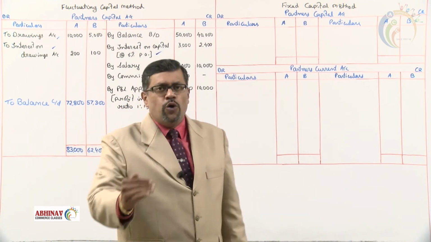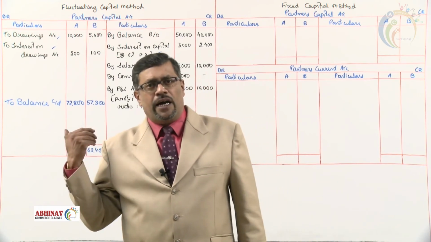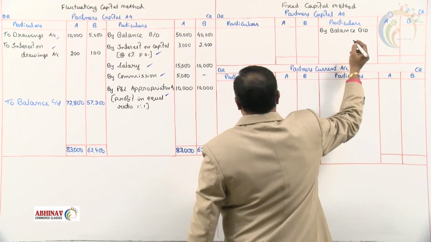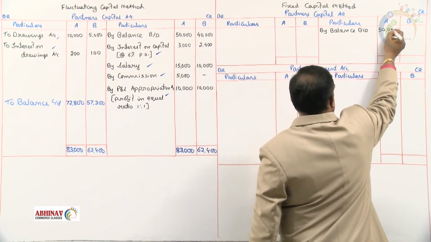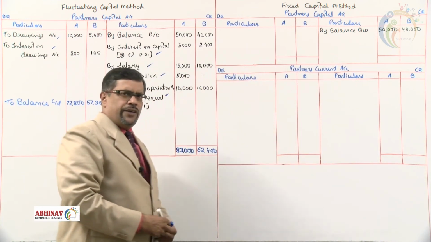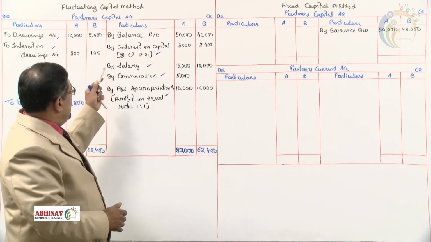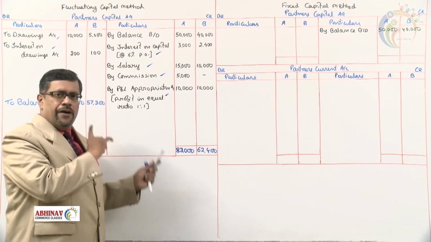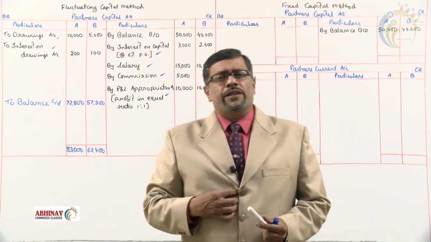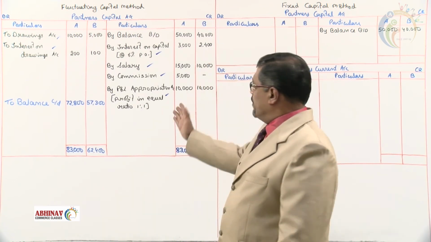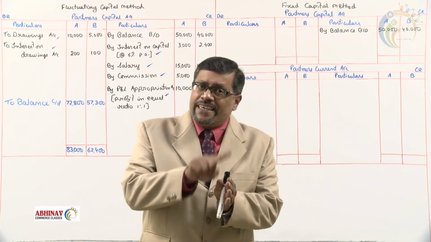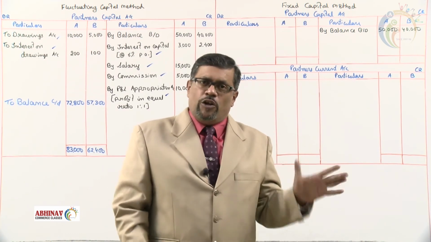Let us see. There is again no need to go through the entire problem. From this capital account, we can post it under the fixed capital method. By balance brought down, A 50,000, B 40,000. Now whatever the adjustments like interest on capital, salary, commission, appropriation account, everything will come in the current account. Again, there is no need to see the problem whether capital should be debited or credited. Already we have seen. Even in the exam, don't waste time on this. You have seen that capital has increased, so we have credited. Here also it will be the same.